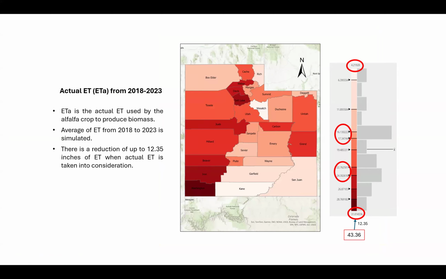So for actual evapotranspiration, when we calculated the mean value, there is a decrease of about 12.35 inches of evapotranspiration when we move from whole-year evapotranspiration to just the crop, what exactly alfalfa is using. We can also see that most of the counties are using almost 16, 17 inches or 22 to 24 inches of evapotranspiration during their respective year or the average year.